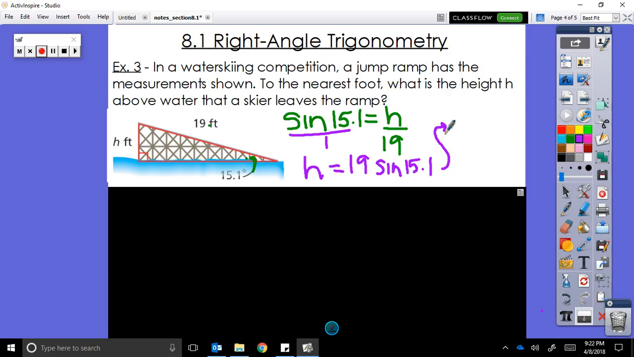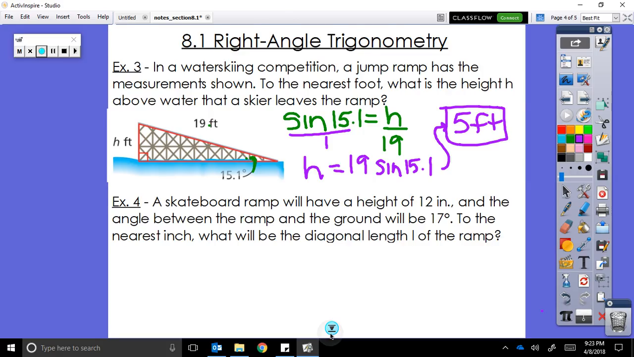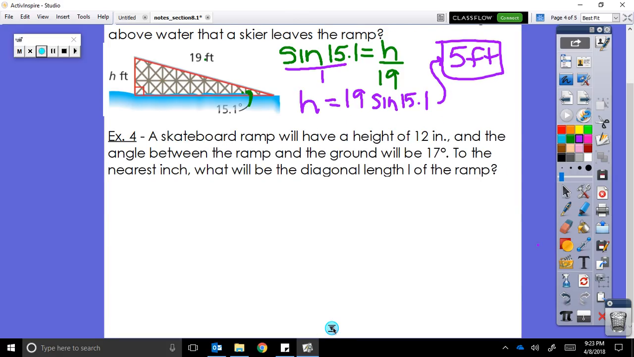Okay. So when I type in 19 sine 15.1 in degree mode, to the nearest foot, I got 5 feet. I got 4.94, so rounded makes that 5 feet. Alright, I would like for you to try example 4. I'm going to give you a hint. Draw a picture first.